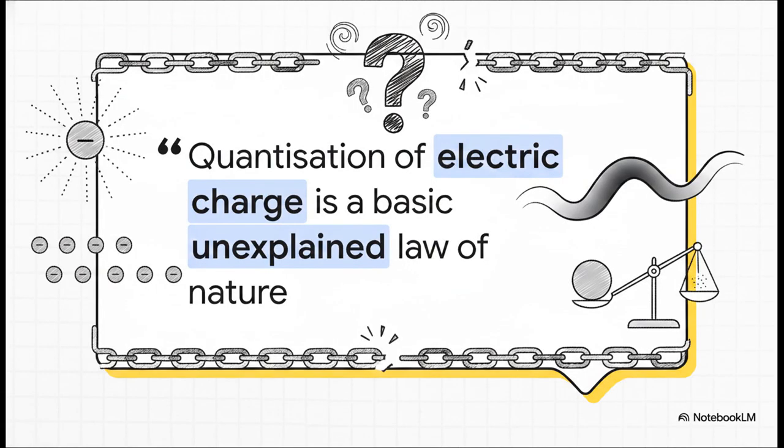And that brings us to a quote from our source chapter that just kind of blows my mind. It says, "Quantization of electric charge is a basic, unexplained law of nature. Interestingly, there's no analogous law on quantization of mass." Think about that for a second. We think of mass as continuous, right? You can always slice off a tiny fraction of a gram. But electric charge? Nope. It strictly exists in discrete steps. As for why? Physics actually doesn't have the answer yet. It's just a fundamental, unexplained law of the universe.